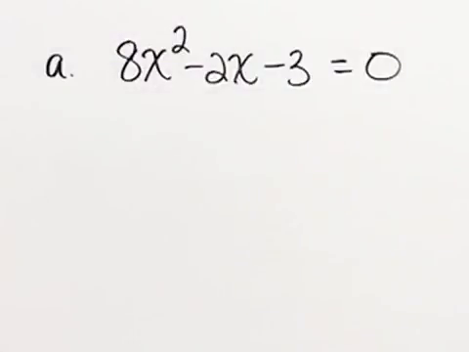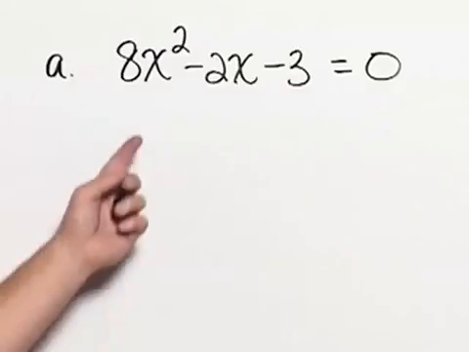Part A, 8x squared minus 2x minus 3 equals 0. Part B, 8x squared minus 2x minus 3 is less than or equal to 0. And part C, 8x squared minus 2x minus 3 is greater than or equal to 0.